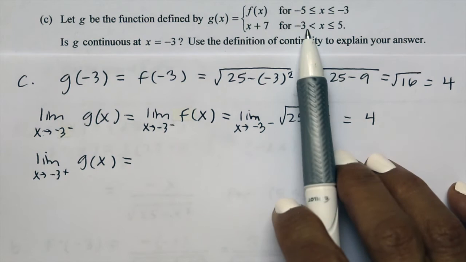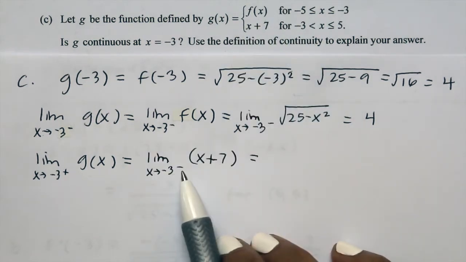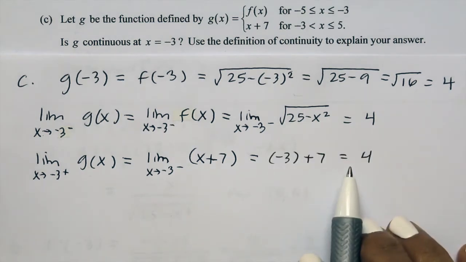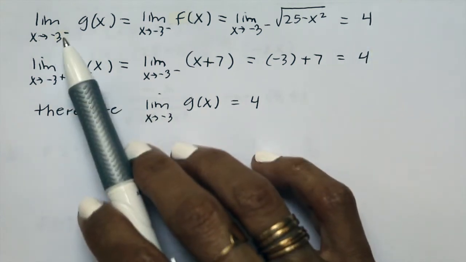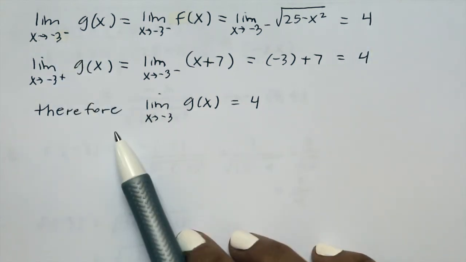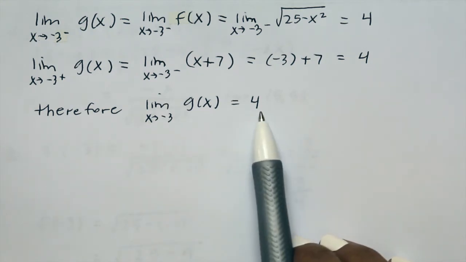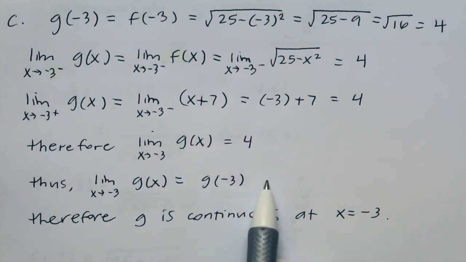Now we're going to check the limit as x approaches -3 from the right of g. And if you're checking from the right, you're going to use this bottom function. So we have the limit as x approaches -3 from the right of x plus 7, and you end up getting 4 as well. By definition of limits, since we got the same value approaching -3 from the left and from the right, we can conclude that the limit as x approaches -3 of g of x is equal to that value. And finally, since the limit of g is equal to g of -3, by definition of continuity, we can conclude that g is continuous at x equals -3.